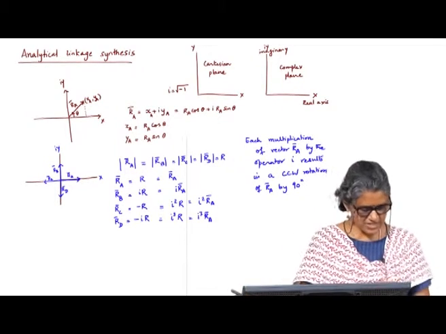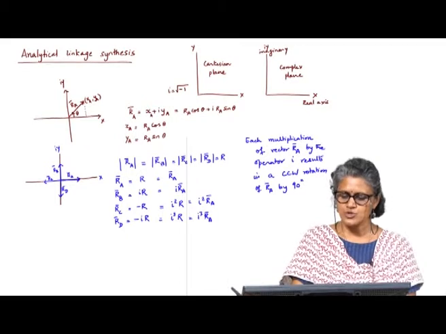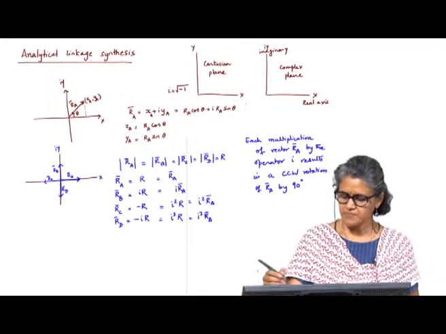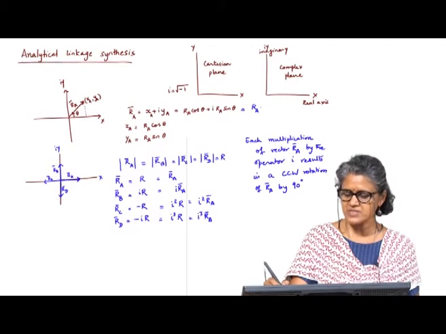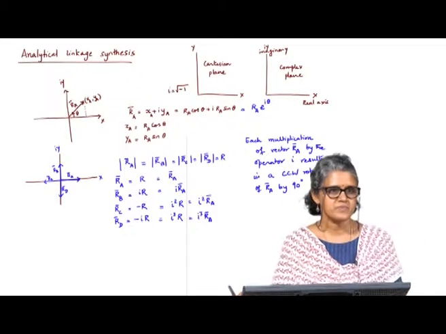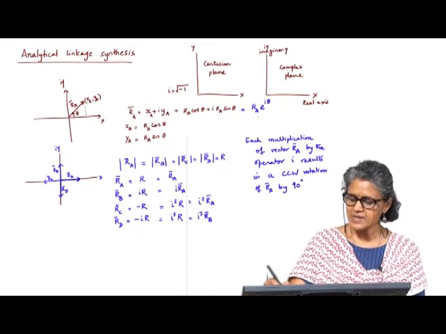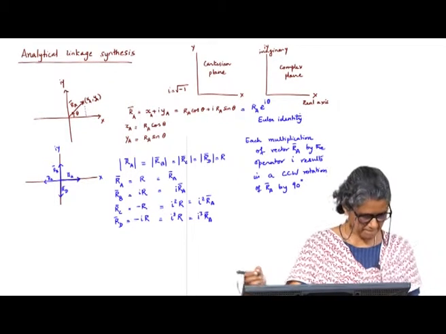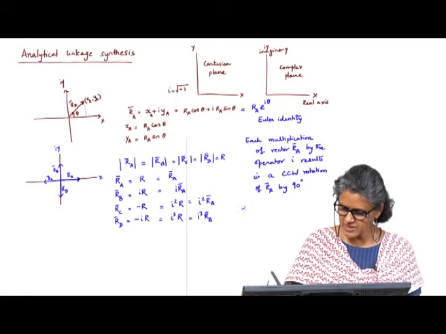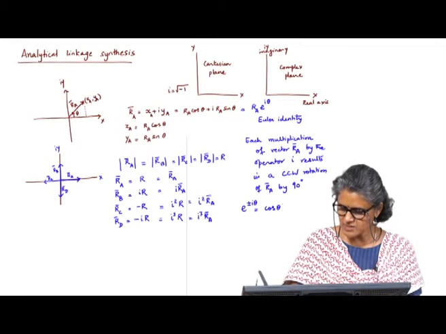The major advantage of using this notation is because of the Euler identity. So, I can write cos theta plus I sin theta as e power I theta using the Euler identity, because I have e power plus minus I theta equal to cos theta plus I sin theta.